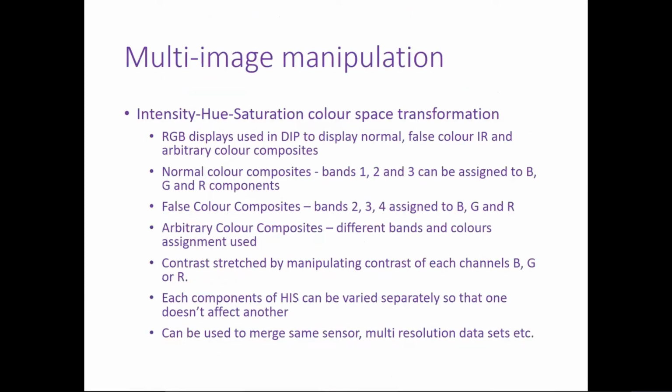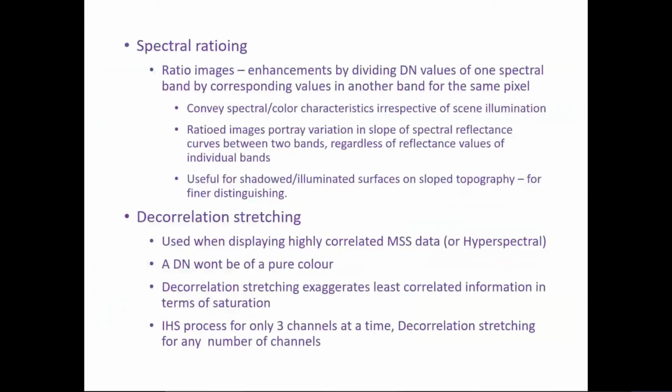All right. Moving forward, the last one is multi-image manipulation. There are different methods in multi-image manipulation as well. You have spectral ratioing, then intensity, hue, saturation color space transformation, then decorrelation stretching. These are the three main methods in multi-image manipulation. So let's start with spectral ratioing. In spectral ratioing, you are enhancing the image by dividing the DN values of one particular spectral band by corresponding values in another band for the same pixel.